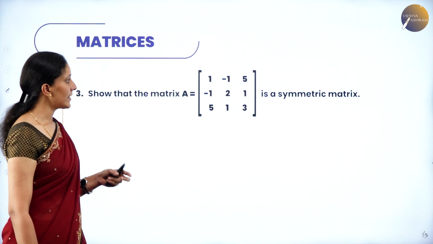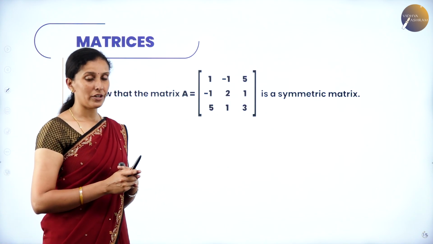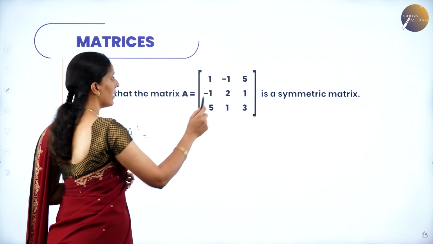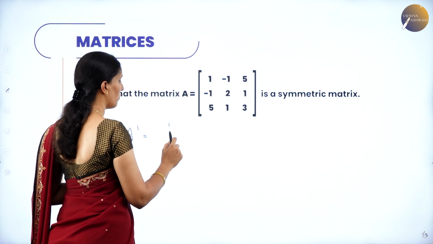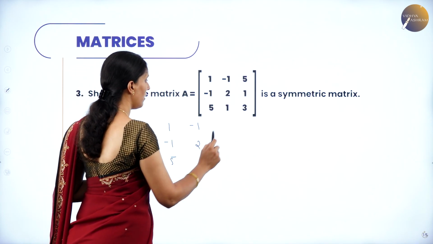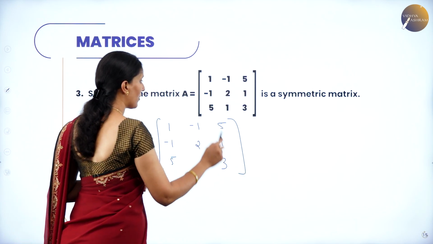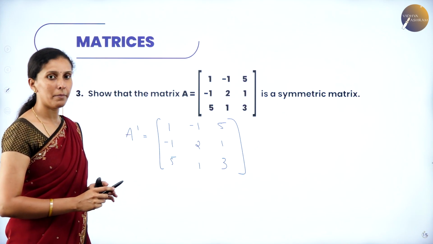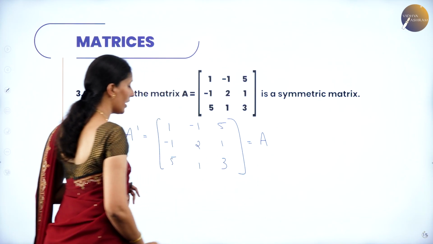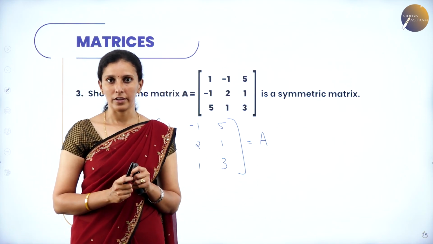Show that the matrix A is a symmetric matrix. To show that any matrix is symmetric, just transpose it. Let me take the transpose of this matrix. Write the rows into columns. So [1, minus 1, 5; minus 1, 2, 1; 5, 1, 3]. Isn't it the same as the matrix given here? So none of the elements is changed here. It is one and the same. This is equal to A. So therefore, the given matrix is a symmetric matrix.